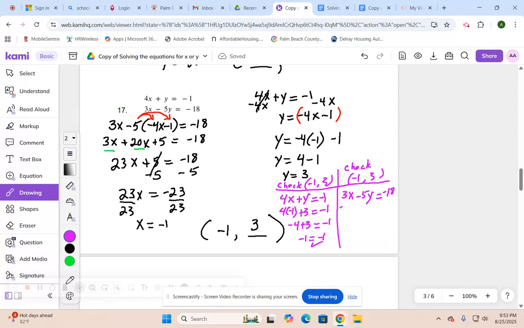So let's check. 3 times negative 1 minus 5 times 3. Does that equal negative 18? Well, that's negative 3 minus 15. That does equal negative 18. So negative 18 equals negative 18 means it is a solution for this equation. So our solution, negative 1, 3, is a common solution for both of them. So it is the solution for this system.